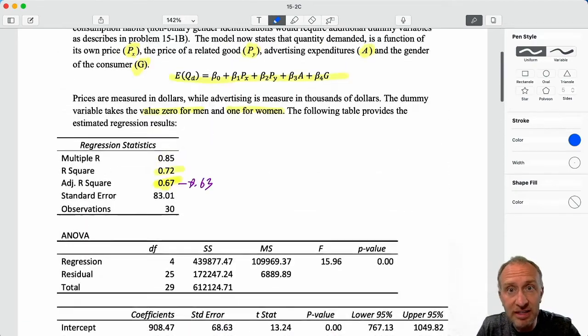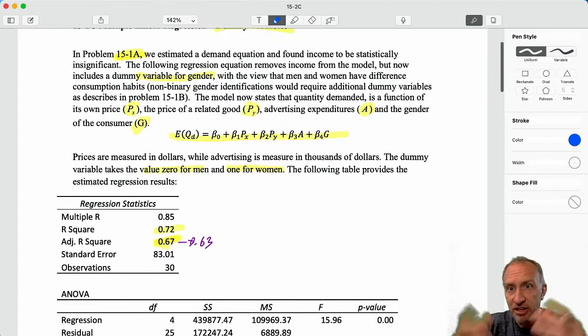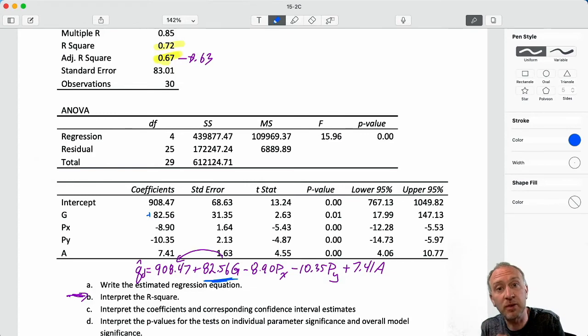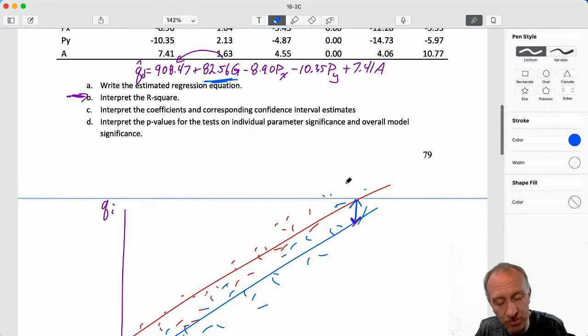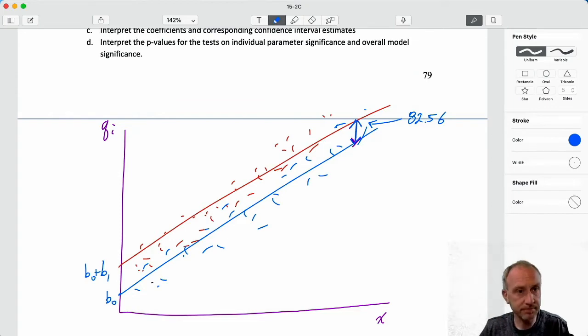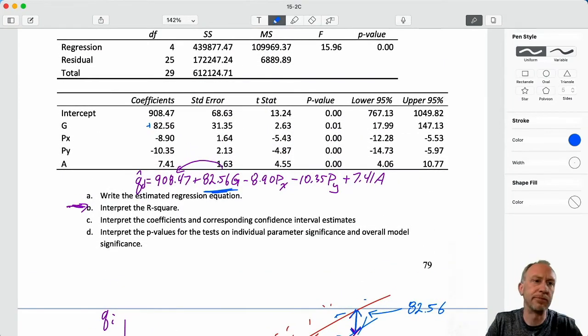So what this means, our quantity demanded, our dependent variable, is just in units. On average, quantity demanded from women is 82.56 more than it is for men. So it's giving us that point estimate of the difference. Women being assigned a value of 1, and it's a positive coefficient, means that on average, quantity demanded from women is 82.56 more than for men. So this vertical difference here, that's that 82.56. Okay, so again, for each additional increment, there are no incremental changes. That is the point estimate of the difference in the average between men and women.